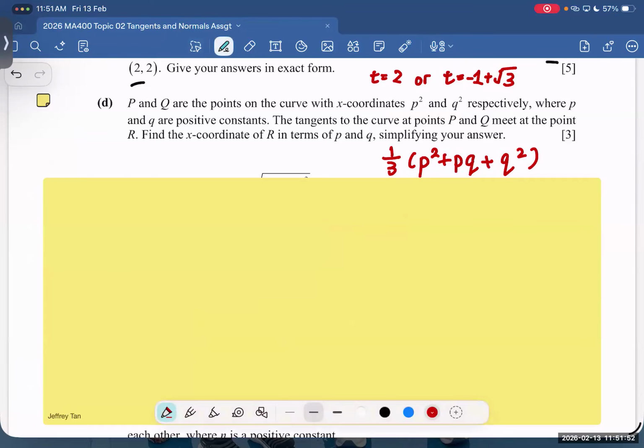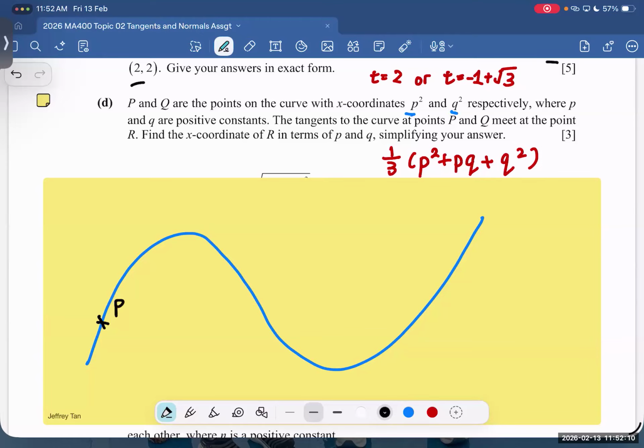Now this kind of question is really hard to understand. It's quite disgusting, right? So let's imagine, guys, how I do this question. Okay, I just put like that. Then maybe I put point P here. Then the x coordinate is p squared. What's the y coordinate? Anyone tell me?